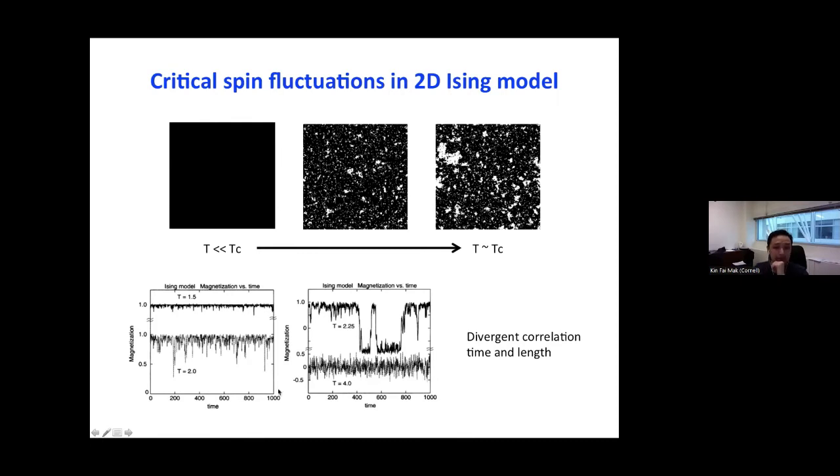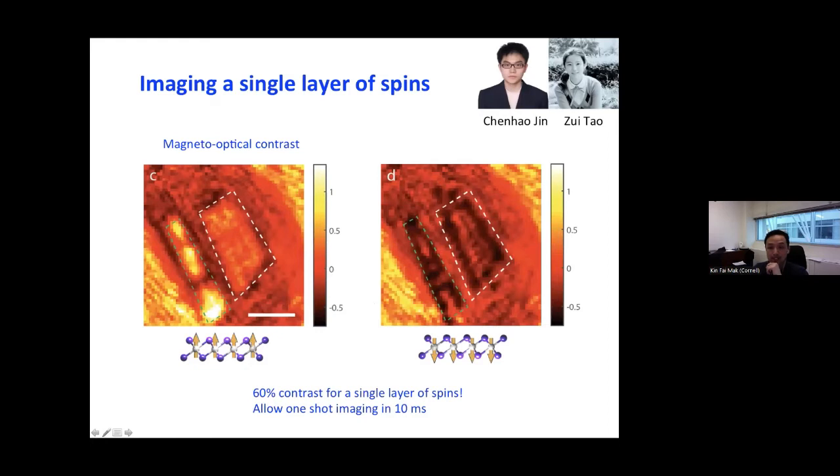Okay. So I'm not going to get into the details of how we managed to see the spin fluctuation, but I just want to acknowledge these two, Chen Haojing and Zui Tao, for developing a very fast and sensitive optical imaging technique that allows us to see the spin dynamics in real time. So here is a flake that is a monolayer magnet that is prepared in the spin up state, and this is the spin down state.